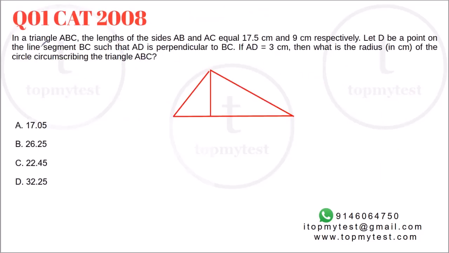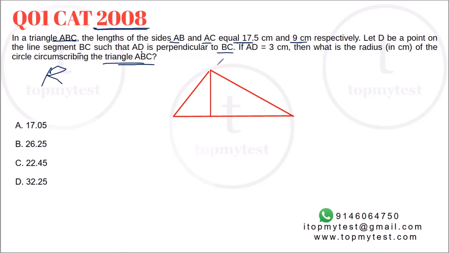Now let's solve a question which came up in CAT 2008, considered to be a pretty difficult paper, right? It says in a triangle ABC, the length of the sides AB and AC equals 17.5 centimeters and 9 centimeters respectively. Let D be a point on the segment BC such that AD is perpendicular to BC. If AD is 3, then what is the radius of the circle circumscribing the triangle ABC, which means we need to find the circumradius, right?